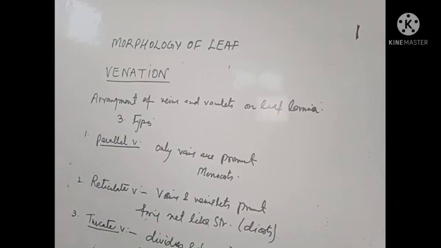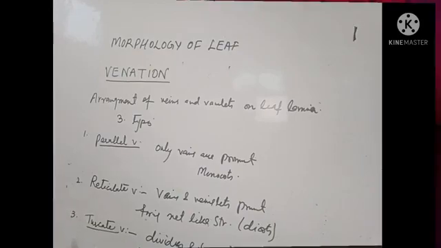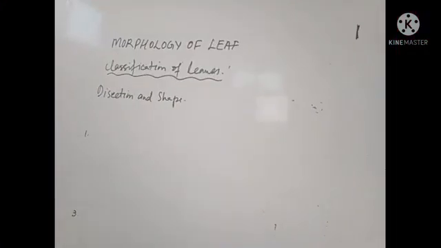But there are some points you have to remember. Some monocots like Smilax have reticulate venation. This reticulate venation is found in dicots, but some monocots like Smilax do have reticulate venation. Similarly, we have some dicots like Calophyllum.